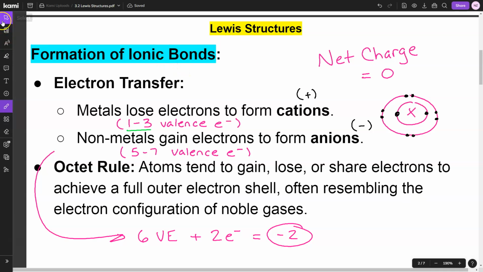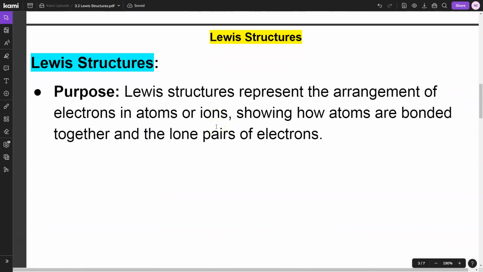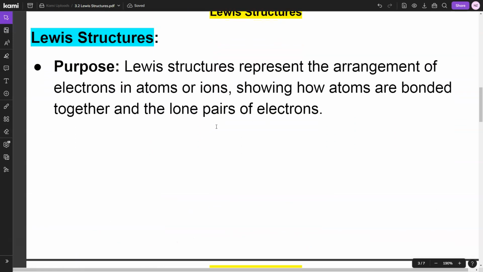Okay, so that's essentially how ionic compounds form bonds. You have a positive cation, you have a negative anion, and they combine. And again, the big thing to remember is that we always have a net charge of 0. The cation and the anion will cancel each other out. Okay, so Lewis structures represent the arrangement of electrons in atoms or ions, showing how atoms are bonded together and the lone pair of electrons.